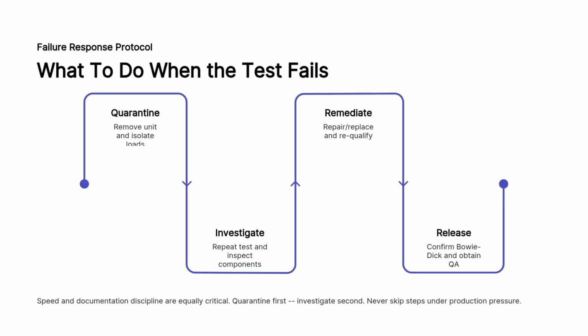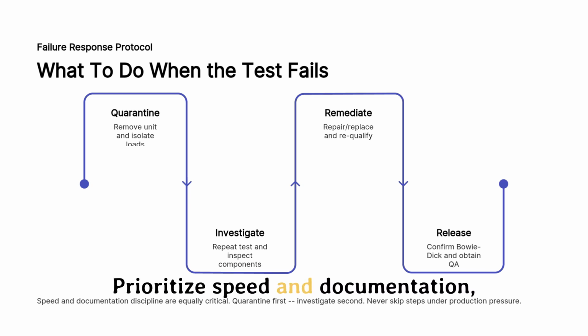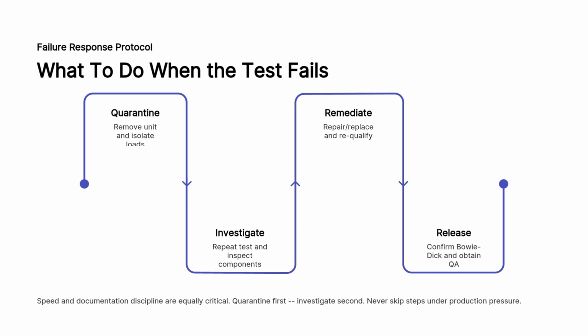When a test fails, follow a structured protocol. Quarantine the unit and isolate loads first. Then investigate by repeating the test and inspecting components. Confirm results with quality assurance before release. Remediate by repairing or replacing parts and requalifying. Prioritize speed and documentation, but never skip steps under pressure.